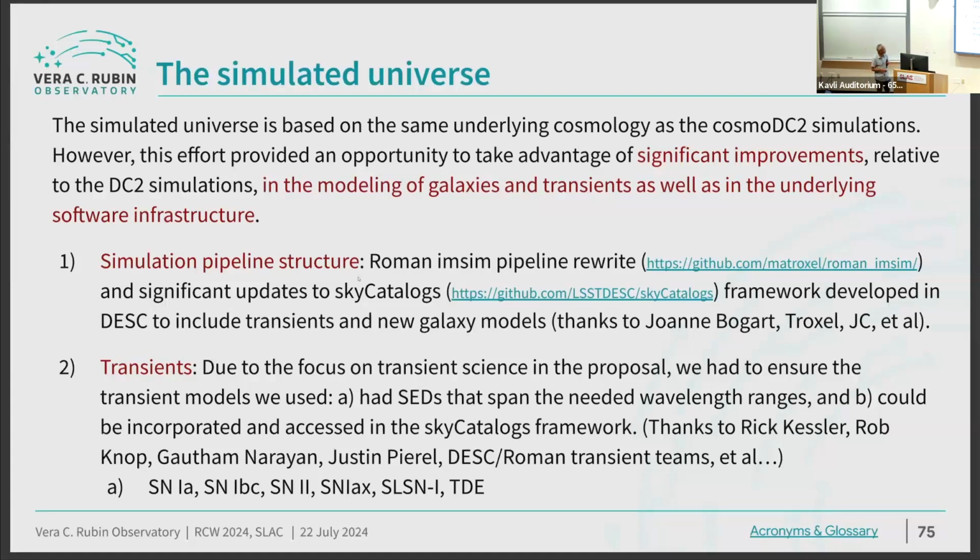On the transient side, we wanted to use the most recent models that the teams in DESC and Roman had been working on. And this entailed making sure that the SEDs covered the needed wavelength ranges to cover both instruments, and also to make sure that the models could be incorporated in the SkyCatalog framework that I just discussed. And all the different types of objects that we had produced and put into the simulations are these various types of supernovae listed at the bottom there.